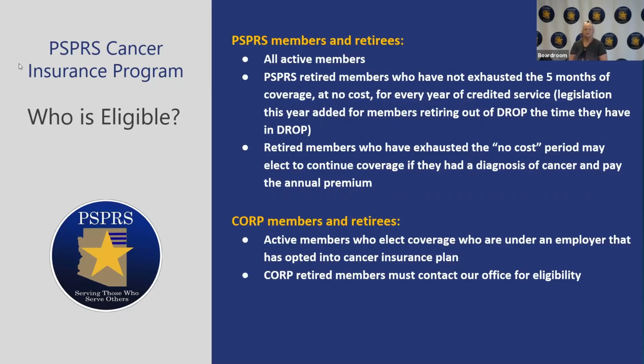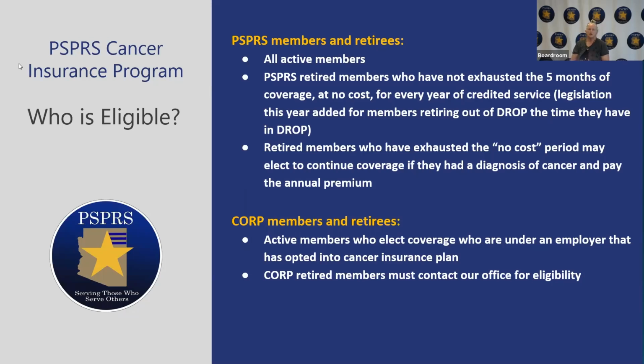All active members under public safety are in the program. If a member is retired, they get a calculation of 5 months for every year of credited service with coverage at no cost, including drop time. So if a member's taking the drop and they had 5 years added to their years of credited service in the drop period, that 5 years would also be added to their calculation.